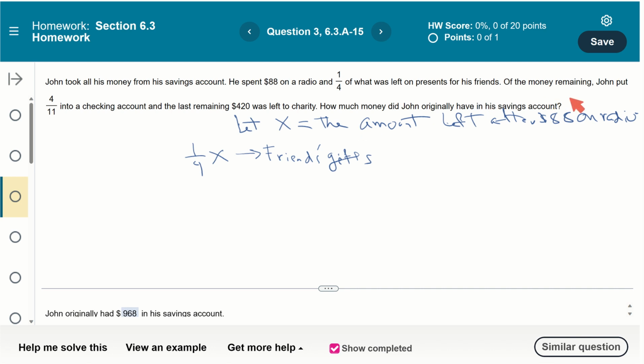Of the money remaining, so what do we mean by the money remaining? Well, 1/4 of that was spent, so how much is left? 3/4 of x, right? So now we're working with 3/4 of x, right? John put 4/11 into a checking account, so 4/11 of where we're at went into a checking account.